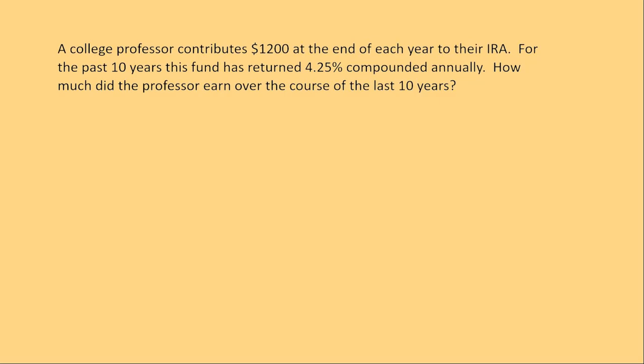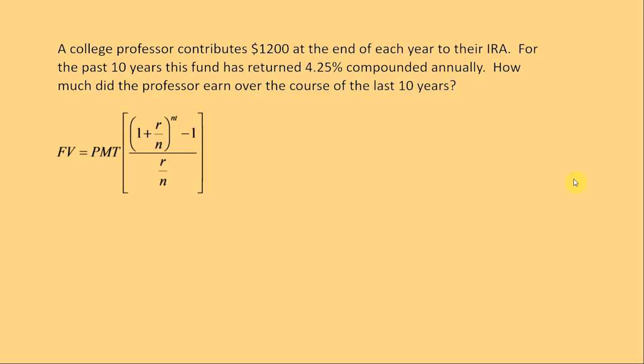A college professor contributes $1,200 at the end of each year to their IRA. For the past 10 years, this fund has returned 4.25% compounded annually. How much did the professor earn over the course of the last 10 years? So this is talking as if it's the present time, but we're going to use the future value formula because all of this information that's given to us is the information at the beginning of the term.